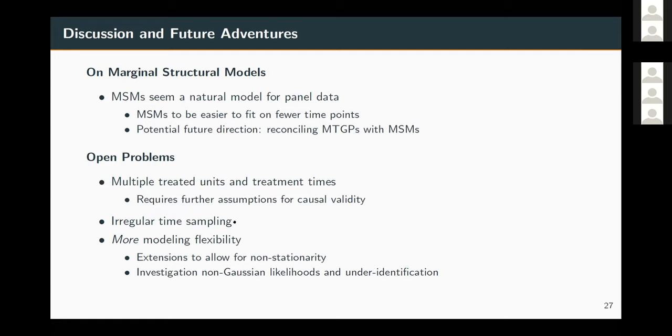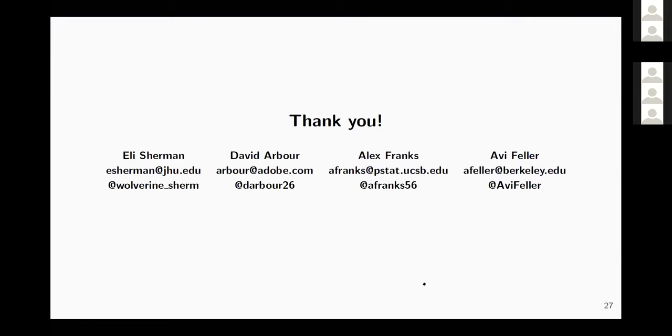And then in addition to that, you can think about irregular time sampling. This is something that's baked into the MTGP literature and actually should follow very nicely, and other methods don't account for very well. And then you can think about adding more modeling flexibility. So I mentioned non-Gaussian likelihoods, and then also assessing and developing sensitivity analysis for this problem. With that, I'm going to open it up to questions, and thank you all for listening.